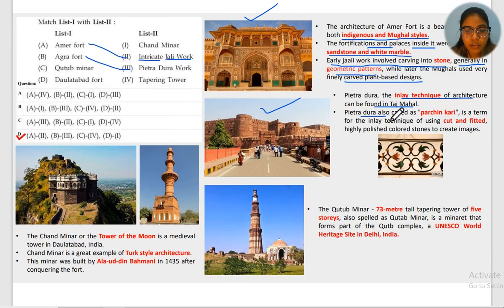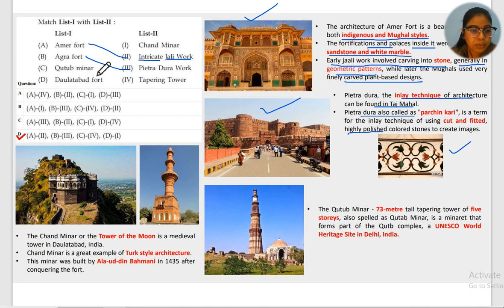Pietra Dura, also called Parchin Kari, is a term for the inlay technique of using cut and fit, highly polished colored stone to create images. As you can see in this image, in this marble, what they used to do is cut and create a hole over here. After that, they emboss the colorful and polished stone into it, and this pattern is called Pietra Dura.